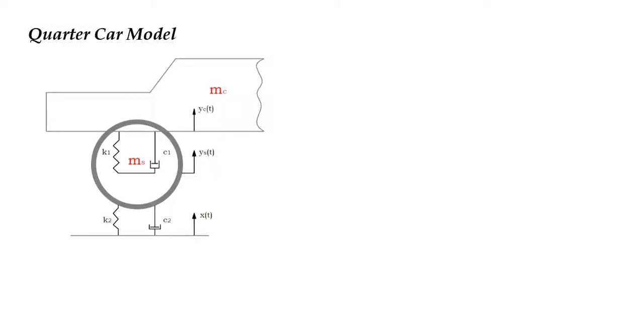We have K2, which is the stiffness of a tire, and C2, which is the damping coefficient of a tire. We will neglect C2 for this example, so please take care of that. The suspension system moves with ys of t, and we have input from the road x of t. It may be step input or sine wave input.